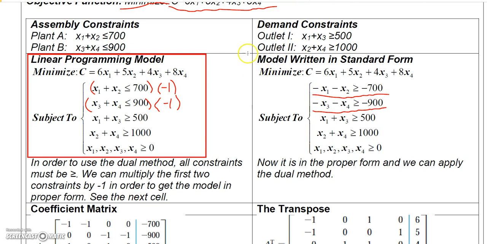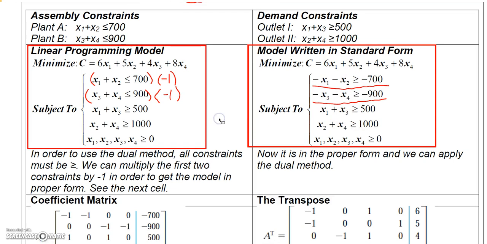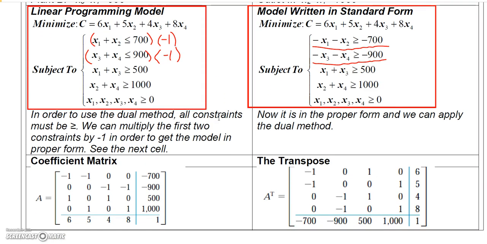So now I have the model written in standard form, because now it's a minimization problem with all greater than or equal to constraints. And so now I can solve it by the dual method. So if I want to solve it by the dual method, what I would do is write my coefficient matrix. Now I'm going to have a column here for x1, for x2, for x3, and x4, okay? So think about, what are the coefficients here?